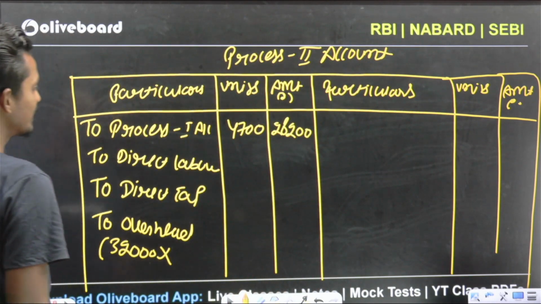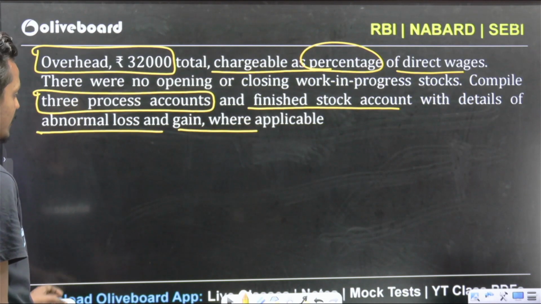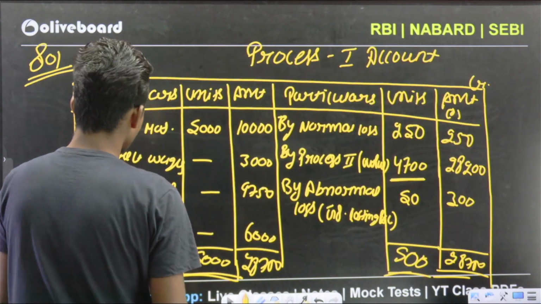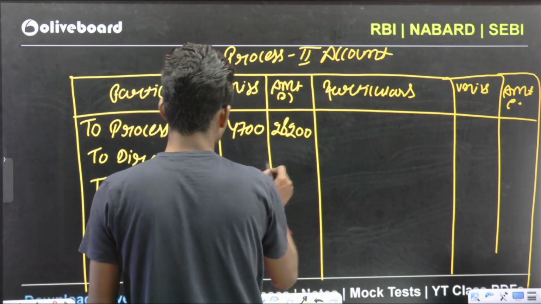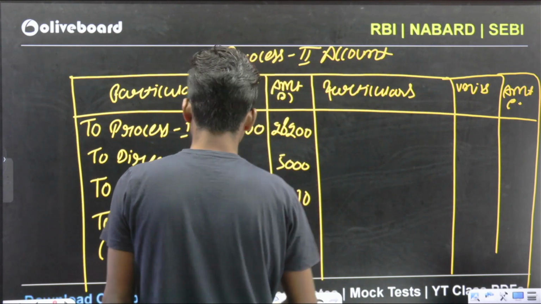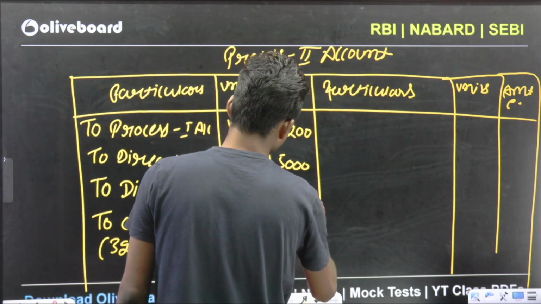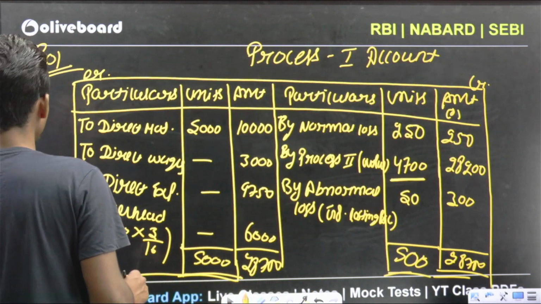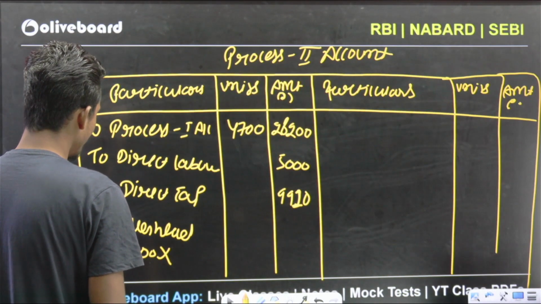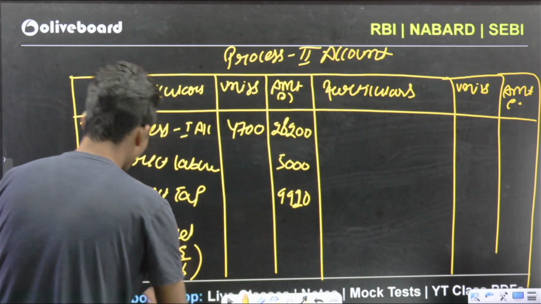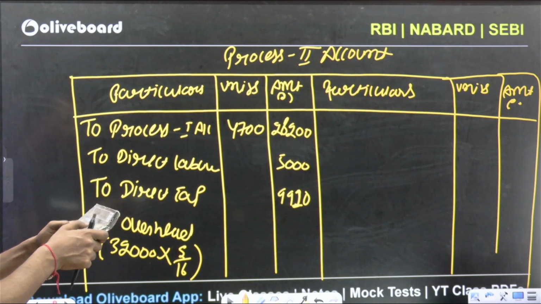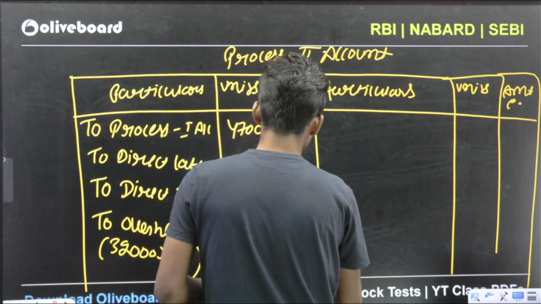When I am talking about the direct labor, what amount of direct labor have we incurred in process 2? We have the direct wages of 9,910. I have 9,910. When I am talking about the overhead, I know very well I have 32,000 of overhead, multiplied by 5 divided by 16, and I get the apportioned overhead. So by 32,000 multiplied by 5 divided by 16, I get 10,000 as the overhead amount.